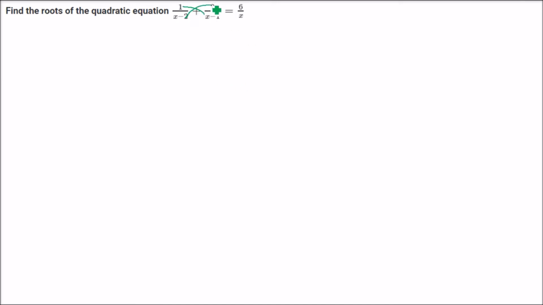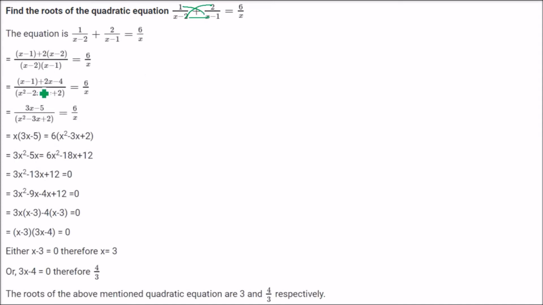Same thing here. X minus 1 here, 2 into x minus 2 here, and x minus 2 into x minus 1 in the denominator. So you get this one. Now after solving this, multiply this by x, multiplying this by 6. So ultimately you have to solve this. The solution is in front of you, but the quadratic equation should come like this: 3x square minus 13x plus 12. Now 3 into 12, that is 9 4s are 36. 3 into 12 is also 36.